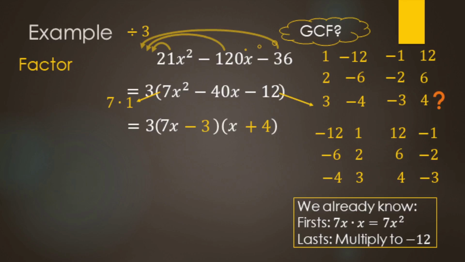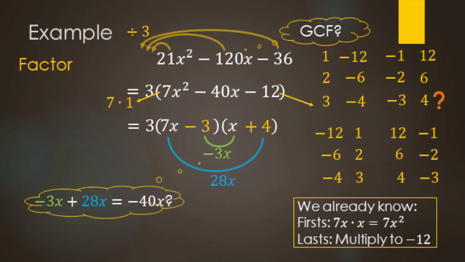We don't need to check the firsts and the lasts for FOIL. We're just checking the outers and the inners and making sure that they add to negative 40. So here we go. 7x times 4 is 28x. Negative 3 times x, negative 3x. Now, do those add up to a negative 40? No, they make a positive 25x. So we know it's not negative 3, 4.